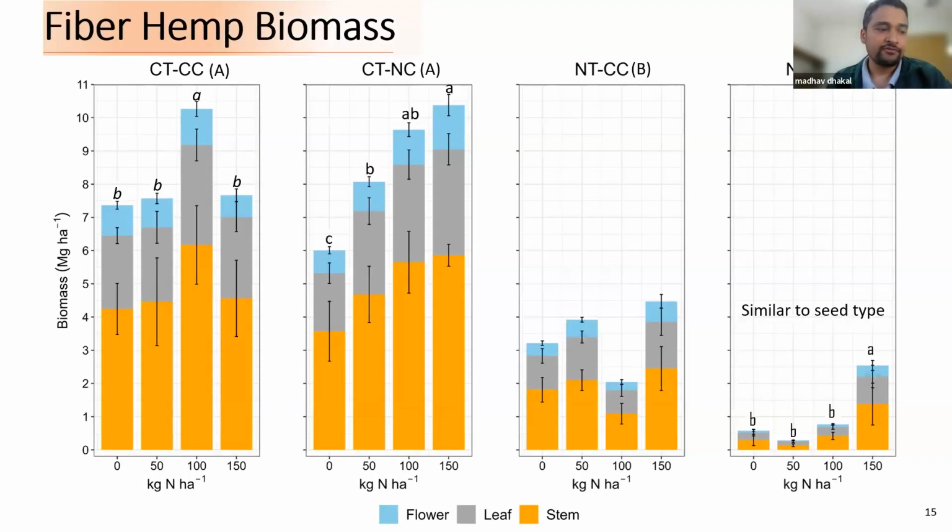Here's the fiber hemp biomass. The trend is almost the same as the seed hemp, but it's a little bit different from the seed hemp for the cover crop based conventional tillage system.